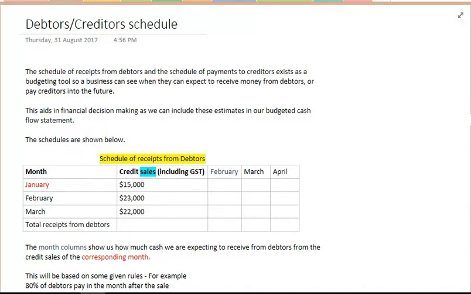So the schedule of receipts from debtors, because debtors purchase from our business on credit and then pay us later. And then the schedule of payments to creditors, we purchase from the creditors or our suppliers on credit and pay them later. Exists as a budgeting tool so that a business can see when we can expect to receive money from the debtors or pay creditors in the future. This aids in our financial decision making, as we can include these estimates in our budgeted cash flow statement. The schedules are shown here below.